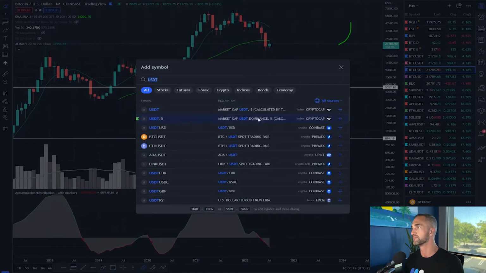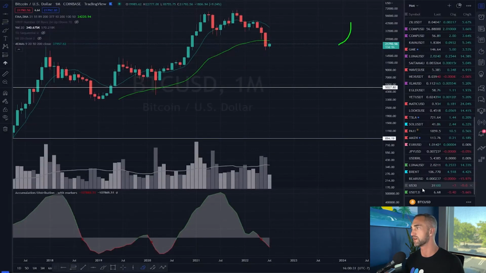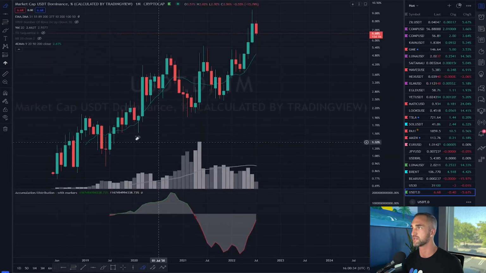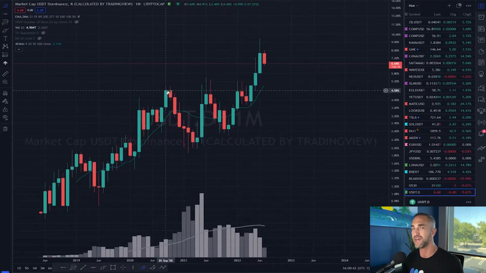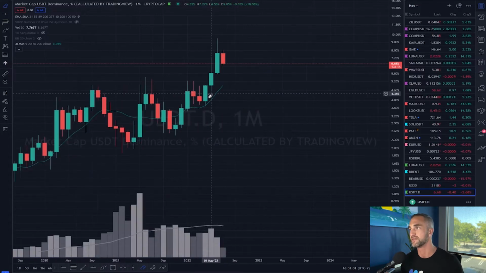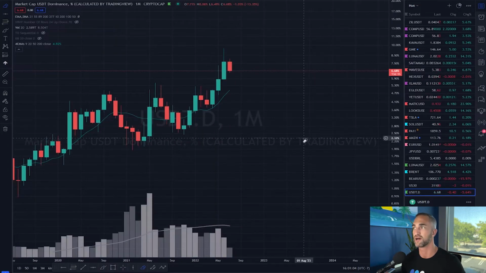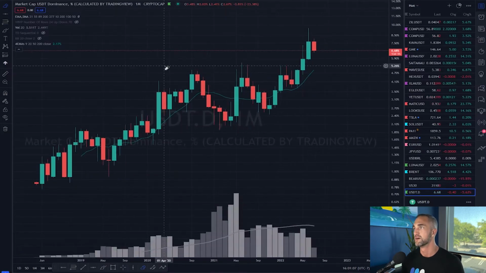Well, the Tether dominance chart is pretty interesting because it shows basically the amount of money in Tether. And as the amount of money in Tether, which is a stable coin, goes down, typically the Bitcoin price goes up because people are converting their Tether into Bitcoin and other cryptos. Vice versa, when you see Tether dominance go up, right, typically that is when Bitcoin's price goes down. And there's a very, very good correlation on the macro schedule here for this happening.